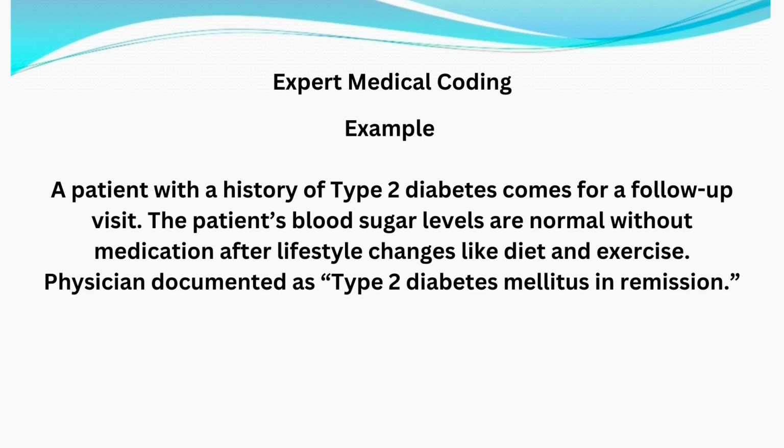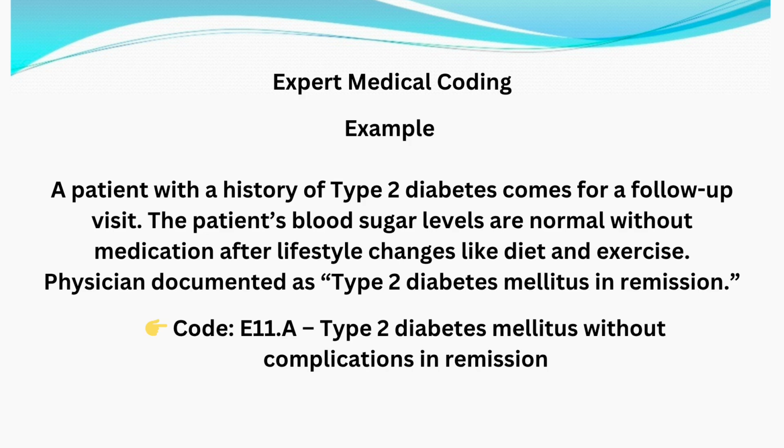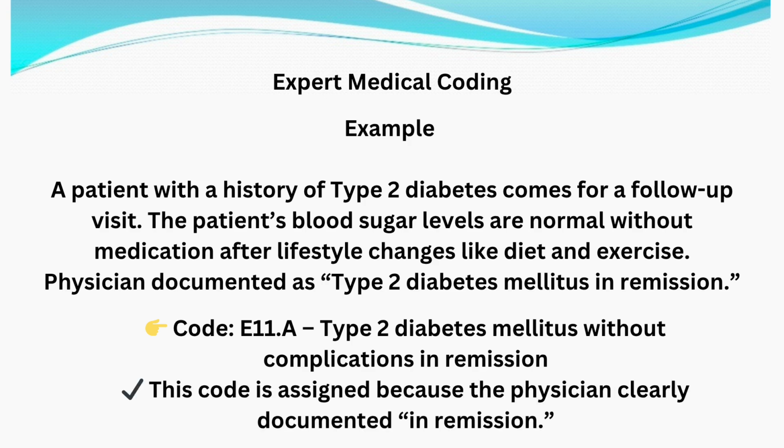A patient with a history of type 2 diabetes mellitus comes for a follow-up visit. The patient's blood sugar levels are normal without medication after lifestyle changes like diet and exercise. The physician documented type 2 diabetes mellitus in remission. So here we have to assign code E11.A, type 2 diabetes mellitus without complications in remission. This code is assigned because the patient is clearly documented as in remission.